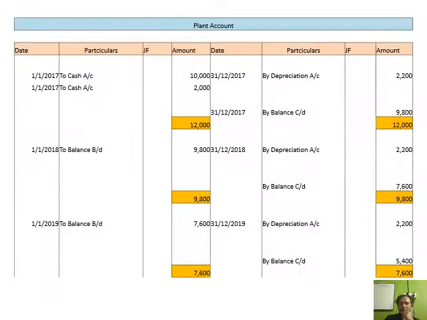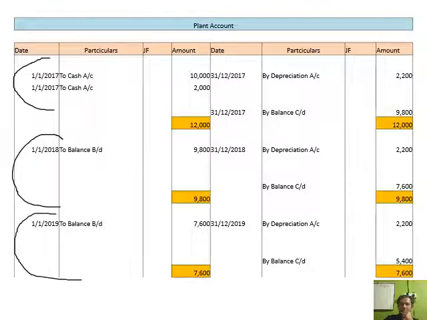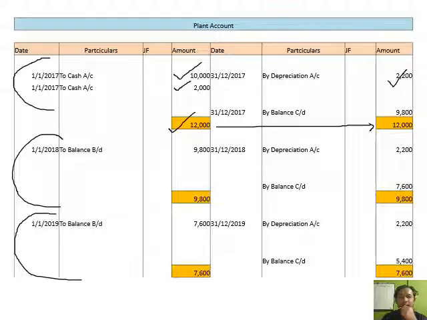Now once we have prepared it, let us see the whole format as a whole. So here this is the first year, this is second year, and this is third year. So we have purchased at 10,000, 2,000 installation cost, that means 12,000. Now this 12,000 should be here. Then out of that 12,000, on 31st December 2017, there is a depreciation charged of 2200. So obviously 12,000 minus 2200, that is 9,800. Now this 9,800 will be transferred to the next year as an opening balance.